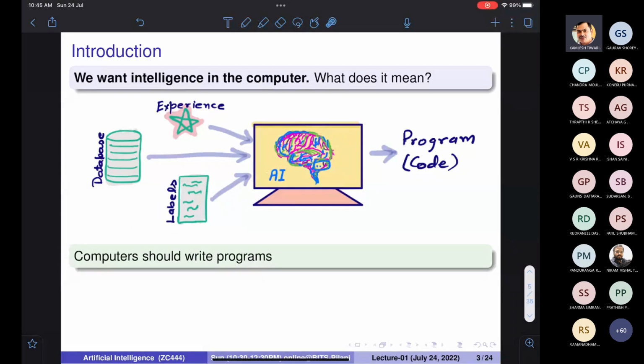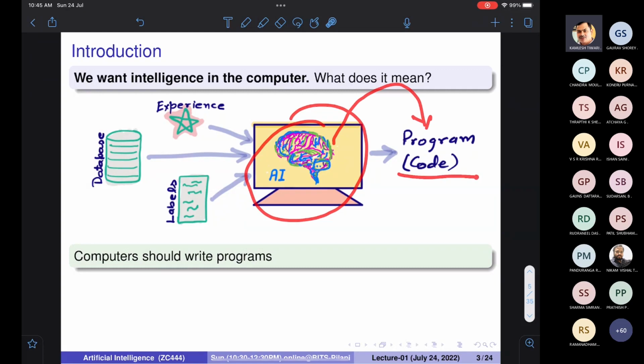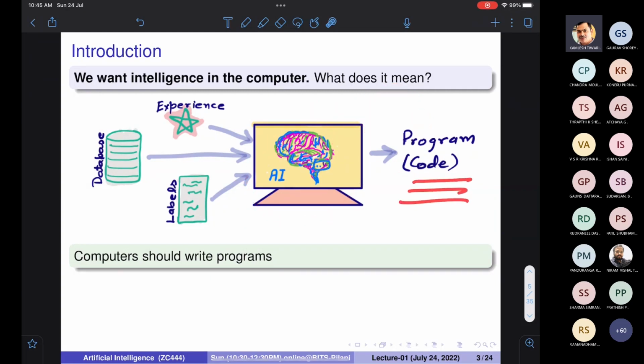So there is a computer, and it is going to produce a programming code for me. If it can do that, I can say that, okay, now this particular computer has intelligence. So how can it do that? In the same way the people are doing, okay?